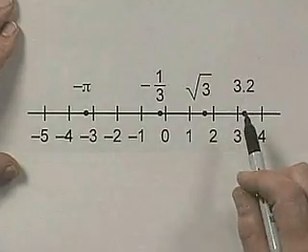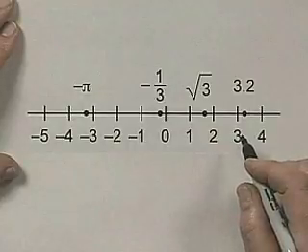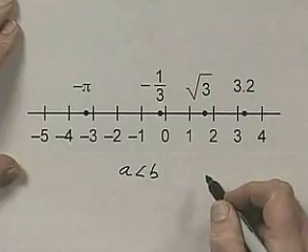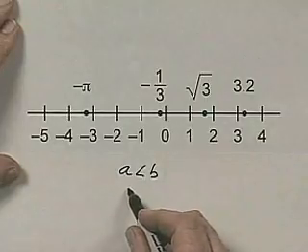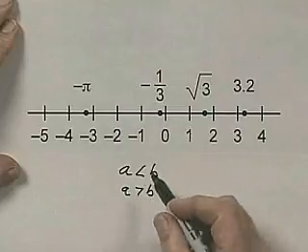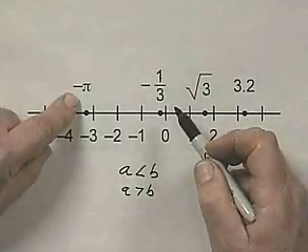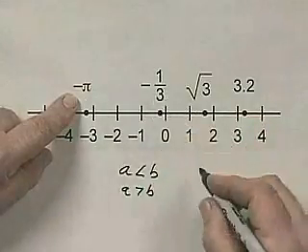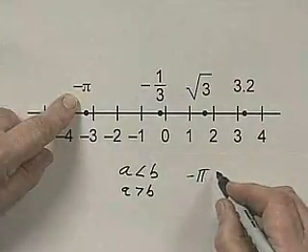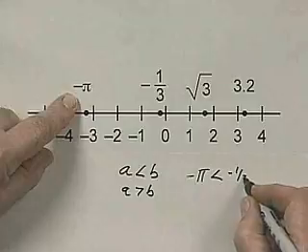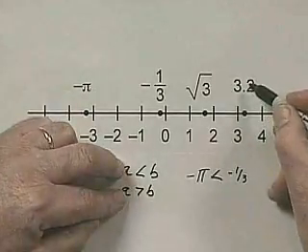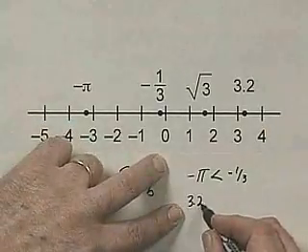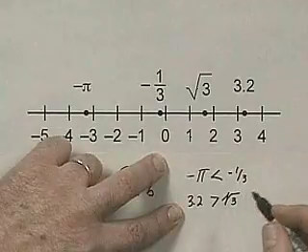If on a number line a is to the left of a real number b, then we say a is less than b. And if a is to the right of b, we say a is greater than b. On this number line, we say that negative pi is less than negative 1/3, because negative pi is to the left of negative 1/3. 3 2/10 is greater than the square root of 3 because it's located to the right, and we'd write 3 2/10 is greater than the square root of 3.